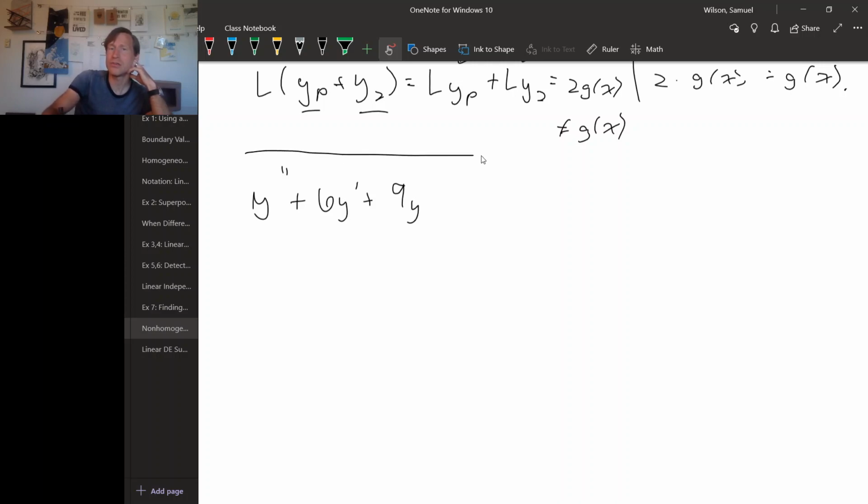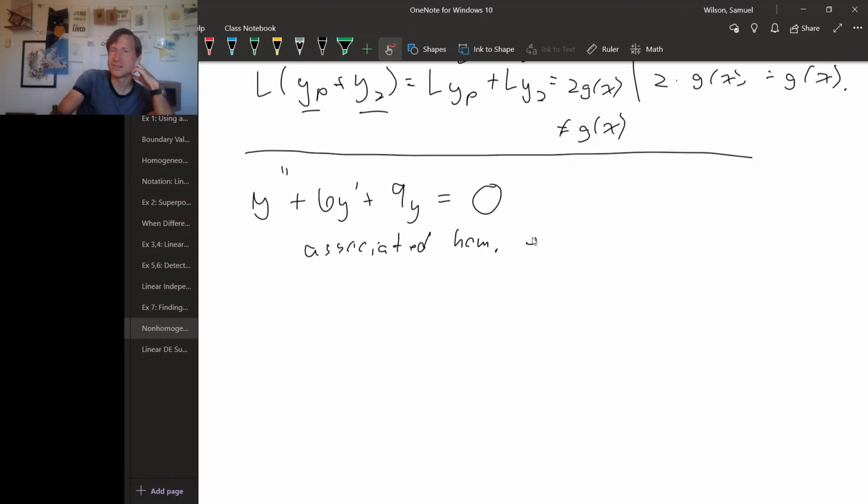So just for a moment, let's throw away the right-hand side. So it used to be sine x, let's throw that away. We get a homogeneous equation. This is called the associated homogeneous equation.